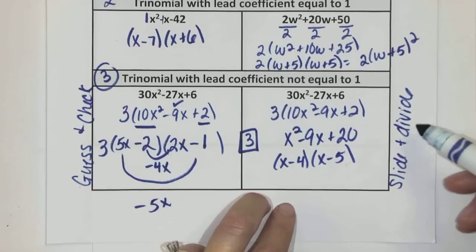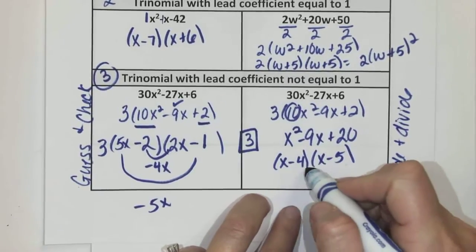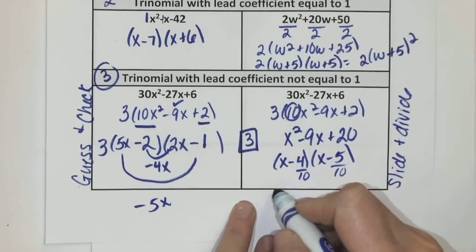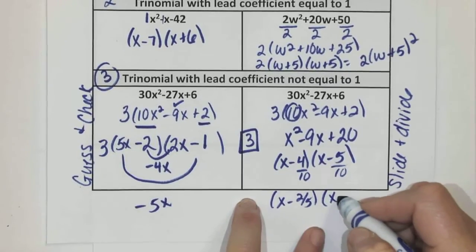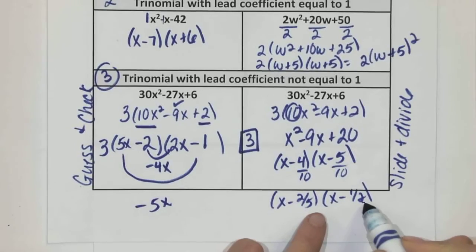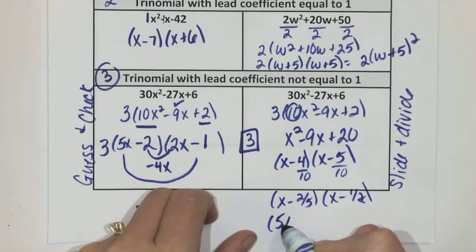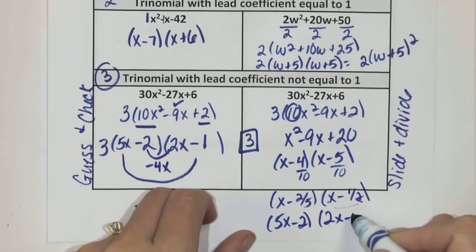I did the slide, but now I need to divide. The number I took over was 10, so I'm going to divide by the 10, reduce these fractions. A lot of people forget to reduce. This one's 2/5, and this one's 1/2. And when I do that, if I end up with still a fraction here, I put whatever is in the denominator in the front. 5x minus 2, shove this guy in the front too, 2x minus 1.